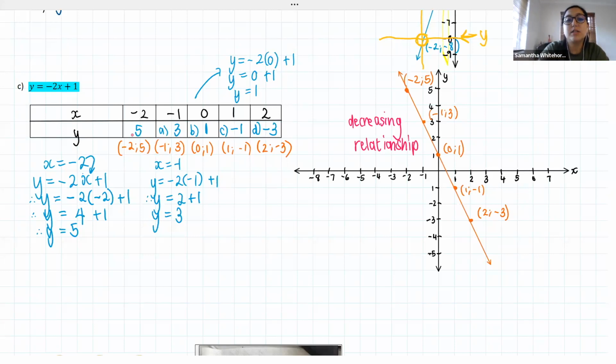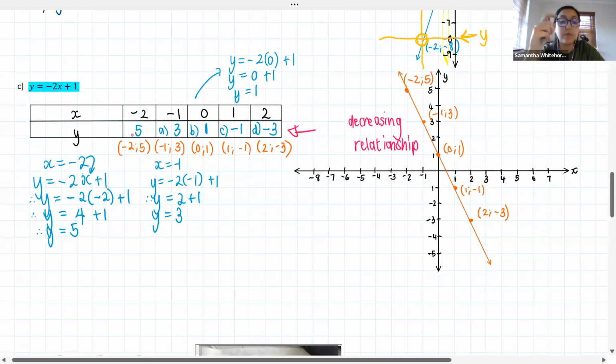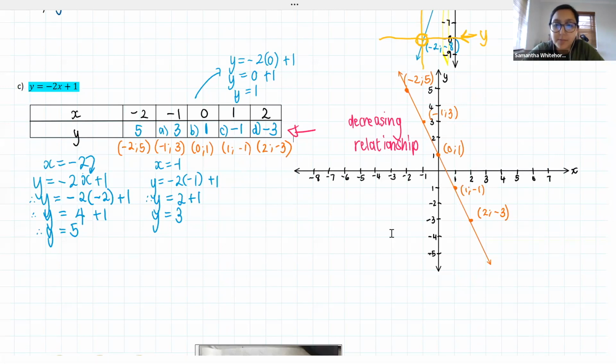And guys, you can also tell it's decreasing by looking at the output values. We went from 5 down to 3, down to 1, down to -1. Those y values are decreasing, they're going down. And we know that the line we draw should represent the relationship. That's the whole point of our graph. Alrighty, so let's take our screenshot.